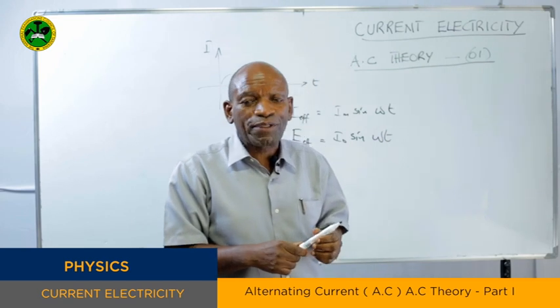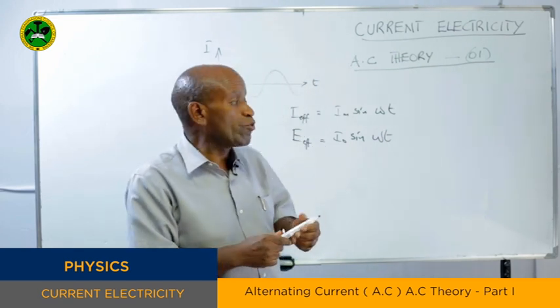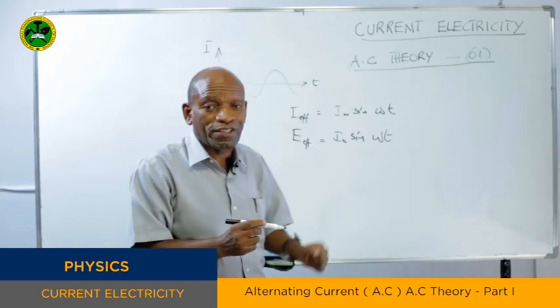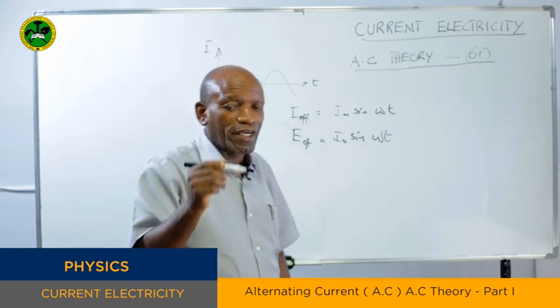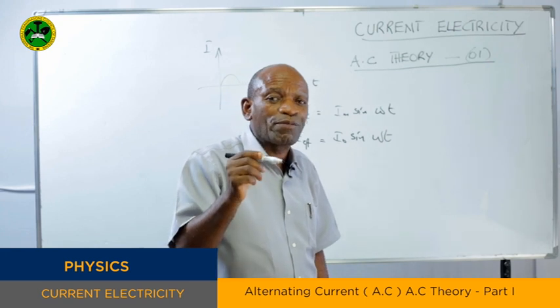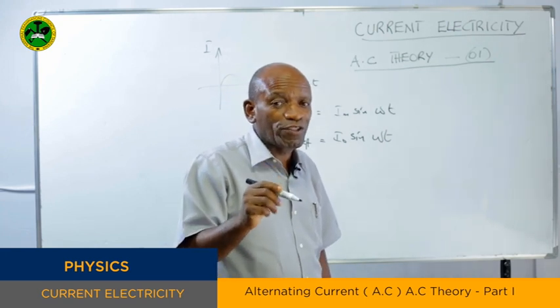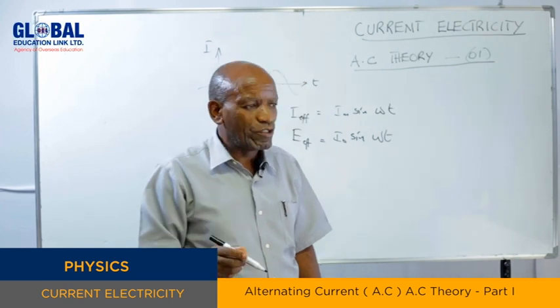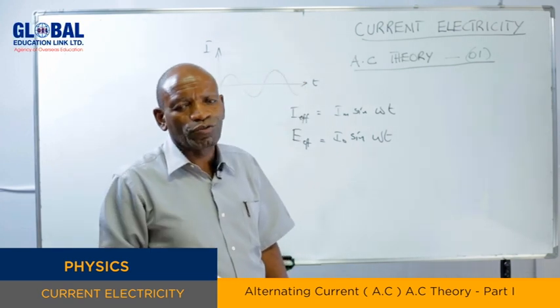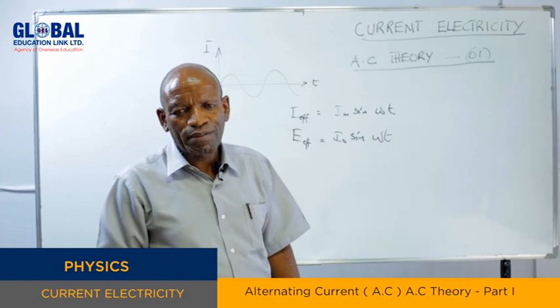But still, whenever this current passes through the three circuit elements, a resistor, an inductor, or a capacitor, it has some effect, which we shall see as we look at the coming parts.